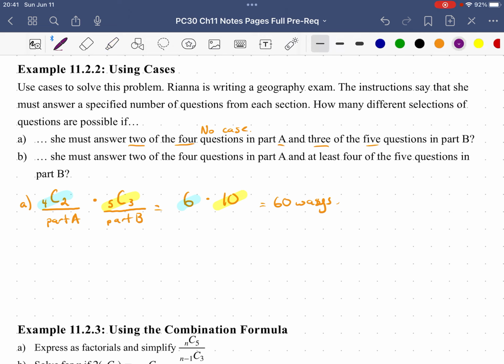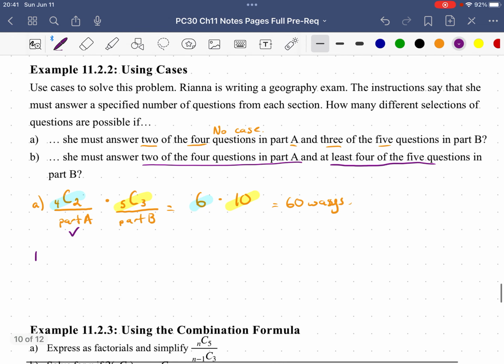All right, so let's take a look at question B. She must answer 2 of the 4 parts in part A, so this part's going to be the same, and at least 4 of the 5 questions in part B. So there's 2 options here. There's 2 cases. She could answer 4 of the 5, or she could answer all 5 of the 5. So for letter B, case 1.